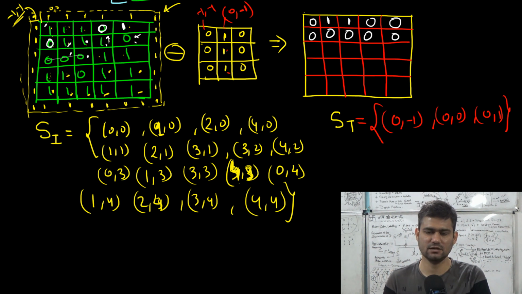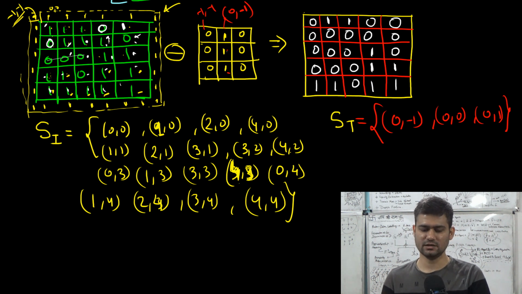Here for these three elements we have 0, and then here we have 1, and then here we have 0. So 1, 0. Then here we have 0, 0, 0, 1, 1. 0, 0, 0, 1, 1. Then we have 1, 1, 0, 1, 1. So we can compute our set SR. So this is our resultant image R.